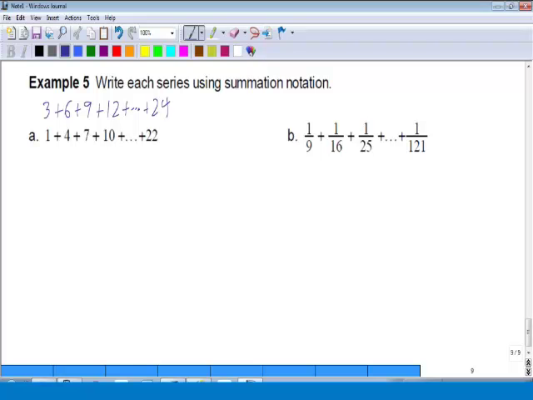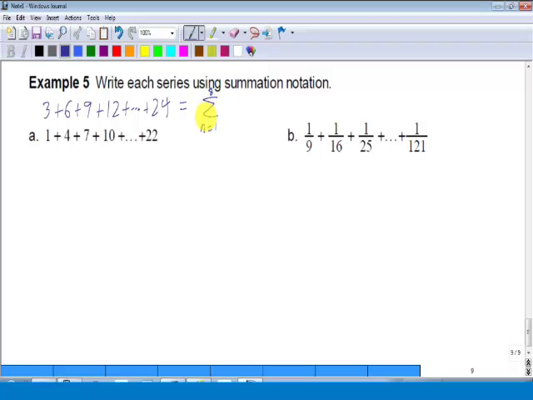Is it 3? 2. We got multiples of 3. If I wanted to write this, see if this would make sense. Sigma, n equals 1. How many terms are there? If we go from 3 to 24, multiples of 3, there are 8 terms. n equals 1 to 8.